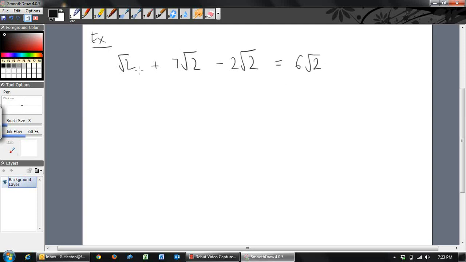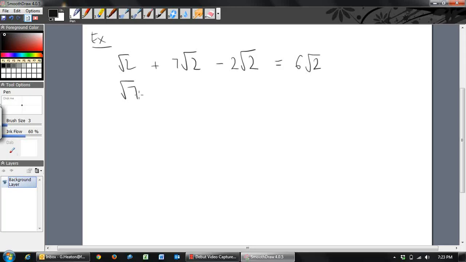root 2. Just to say that again, we've got 1 root 2 there, 7 root 2, so if you think of root 2 as apples, we've got 1 apple, 7 apples, and then we subtract 2 apples, so we end up with 6 apples. And so that's how we do it. Very simple, so that's all good.